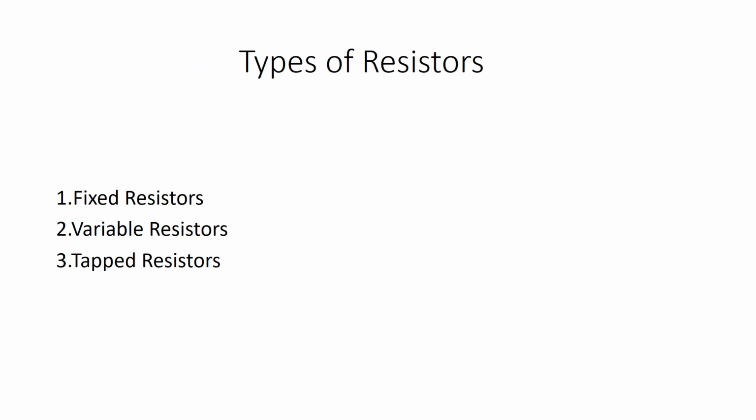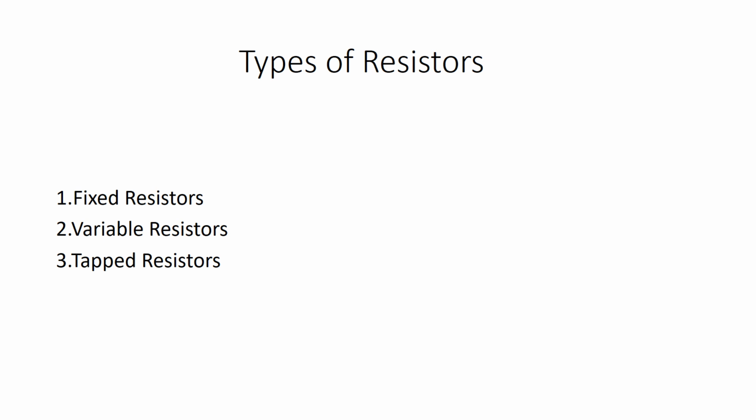There are three types of resistors. The first one is fixed resistors, second one variable resistors, third one tapped resistors. In a fixed resistor, from the name itself we can understand it has a stable resistance value. Example, carbon film and metal film. Variable resistors, resistance can be adjusted. Example, potentiometer for volume control.